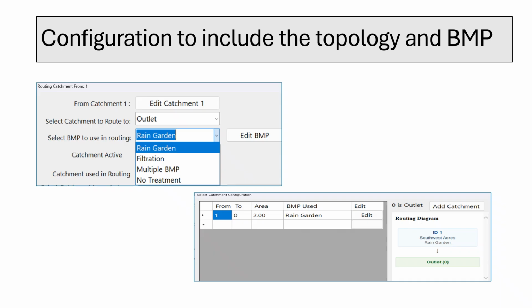This allows you to place several BMPs in series within a single catchment, meaning the runoff passes through one BMP and then another in sequence before leaving the catchment. Getting this configuration right is essential for accurately modeling how your BMPs will perform together.